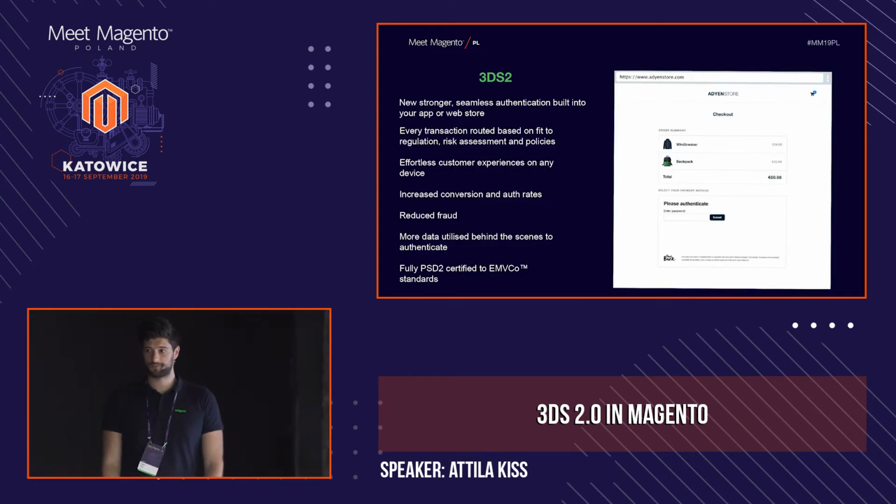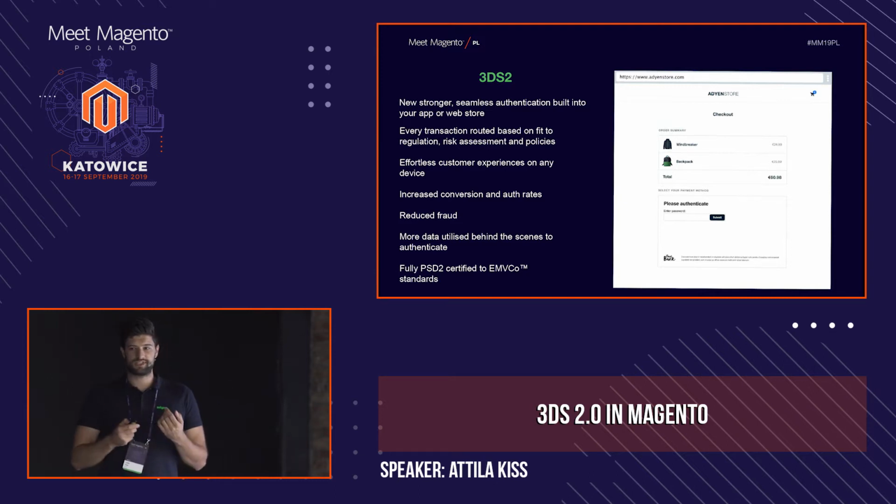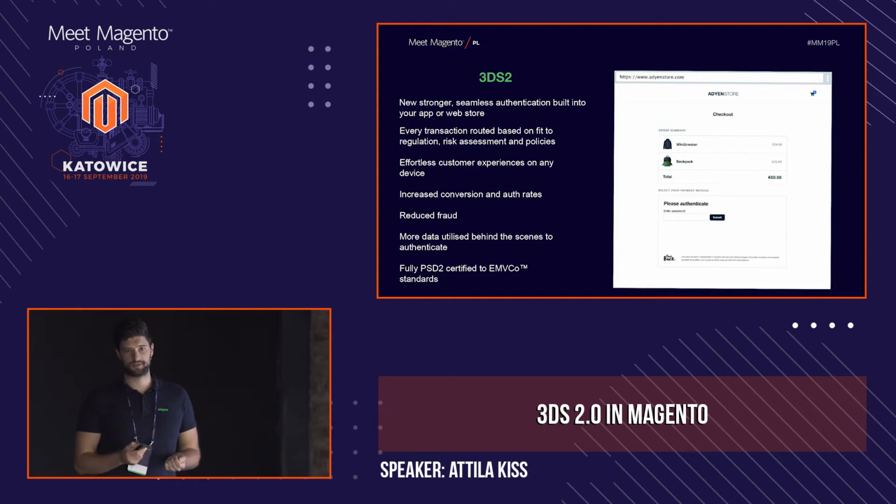What about 3DS2? 3DS2 is the new shiny way to authenticate your customers. It's a really strong one because it authenticates the user twice. At first, it happens in the background. This is checking the device information and the browser information, and based on this data, they can decide if they want to trigger an extra authentication layer for the customer or not. This extra authentication layer can be the fingerprint or the one-time password, as I said before.